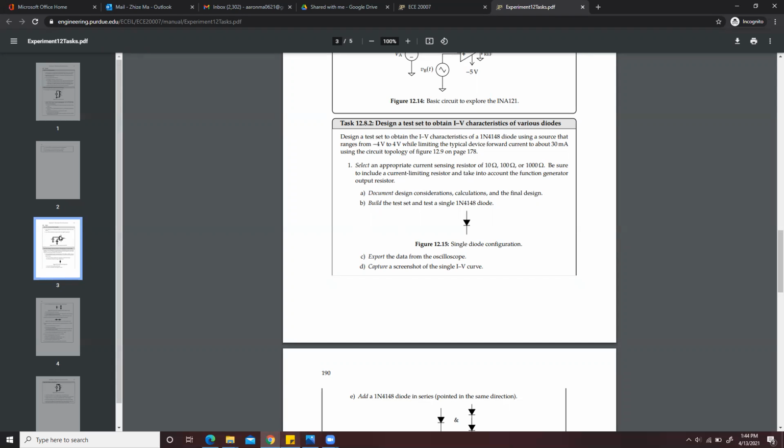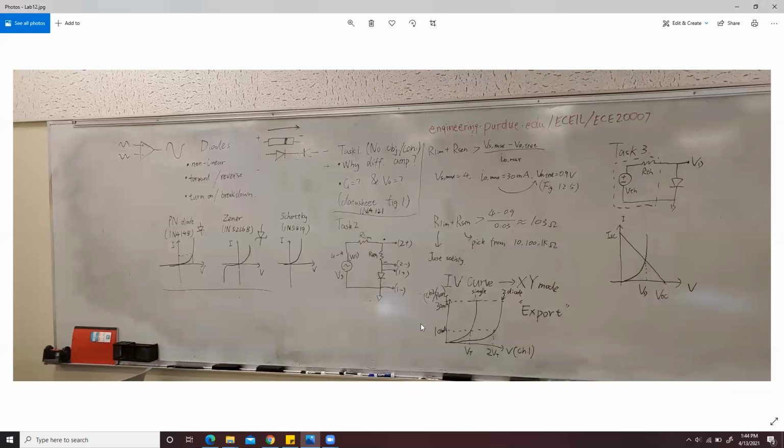The frequency and the shape of your signal are not required. You can use either a triangle wave or a sine wave, but you can just use a sine wave and set the amplitude to 4 volts.